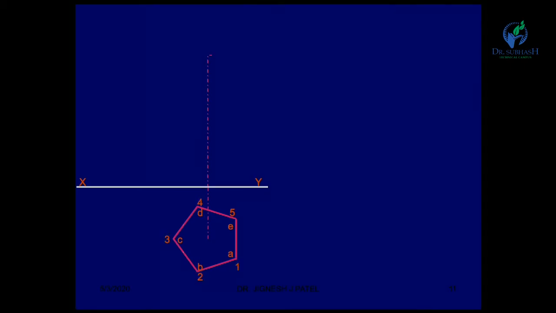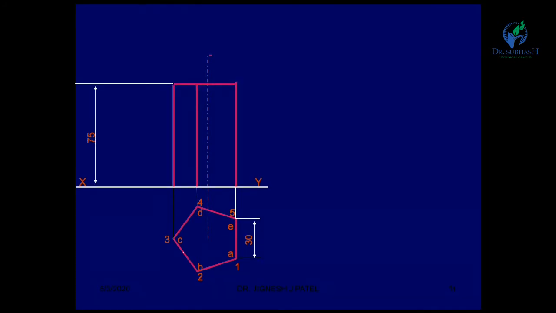Now project all these points to the front view: A, B, C, D, E, and 1, 2, 3, 4, and 5. The side is 30 mm. This is the front view. The height of the axis is 75 mm. These points are A dash, B dash, C dash, D dash, and E dash. Similarly 1 dash, 2 dash, 3 dash, 4 dash, and 5 dash.